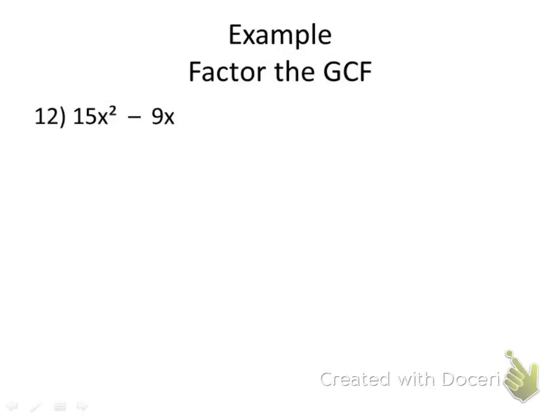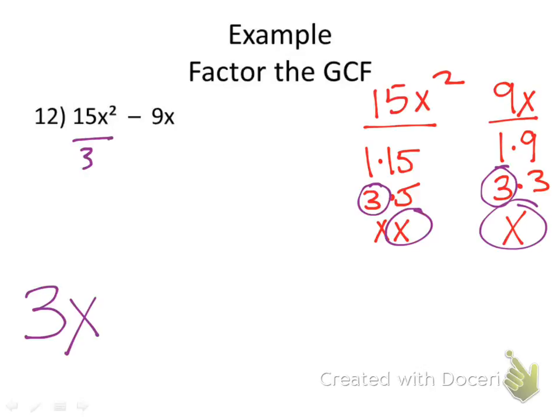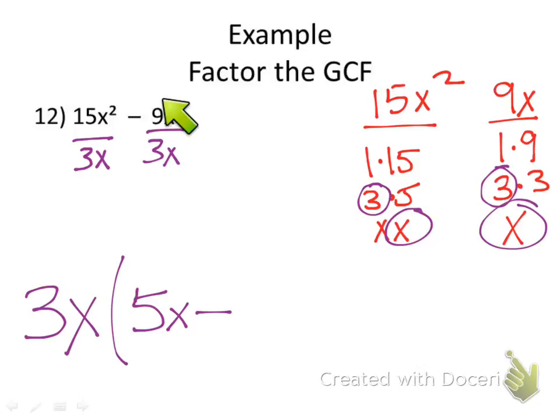Then I'm going to divide everything by 3X. I'm going to write the leftovers in parentheses. Remember, the word factor just means we're going to rewrite it using multiplication. So it's like undistributing. We'll go one step at a time. What's 15 divided by 3? 5. You had X squared. You took an X out. So now you have an X. Good. Minus, what's 9 divided by 3?